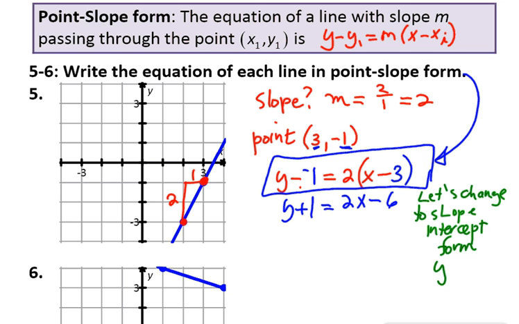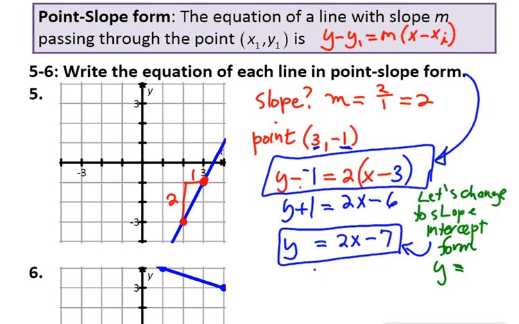Because in slope-intercept form, you have y equals mx plus b. So we want to have y equals. So I'm going to solve this for y. So the first thing I would have needed to do was to distribute through my parentheses and get rid of them. And then I need to add my 1 to the right side. So y is equal to 2x. If I subtract 1, that gives me minus 7. And this would be slope-intercept form right here.